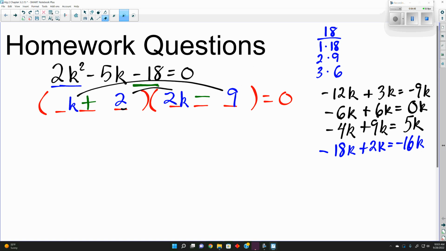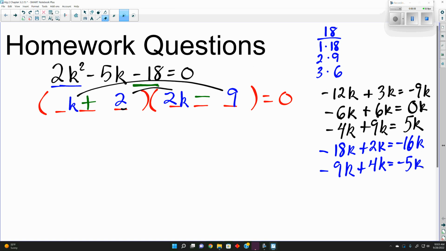And if we do this now, k times negative 9 is negative 9k. 2 times 2k is going to be plus 4k. And negative 9k plus 4k is negative 5k.